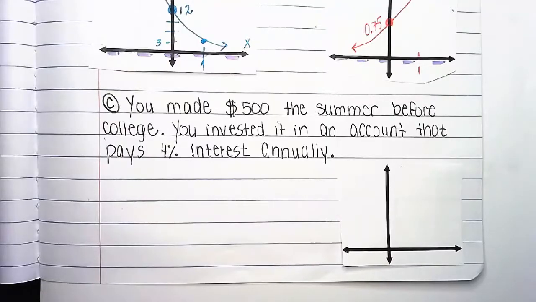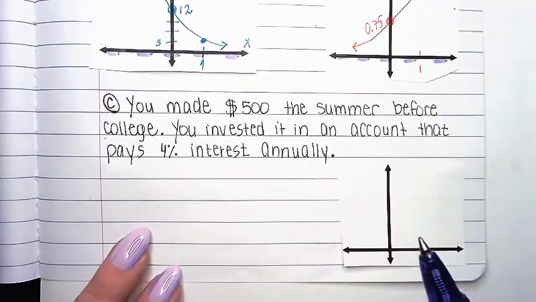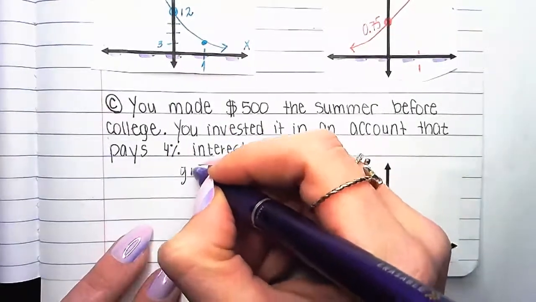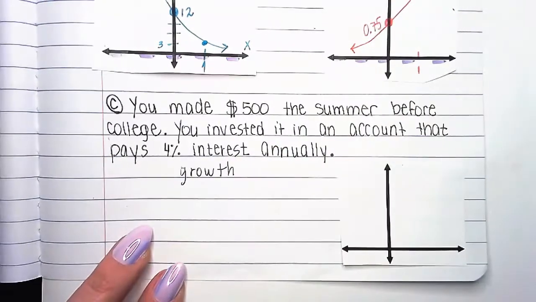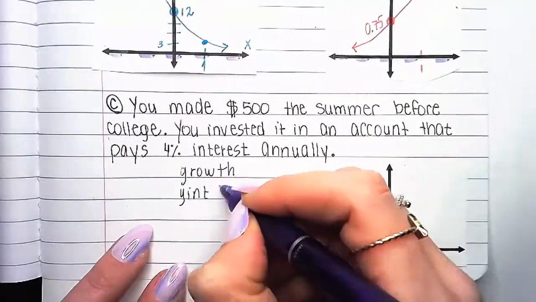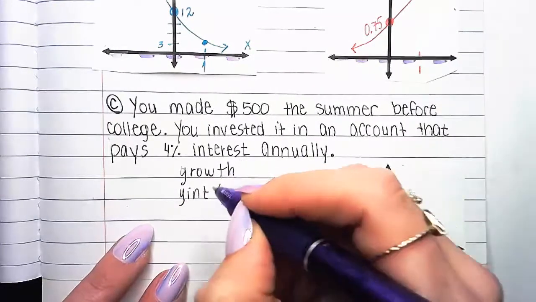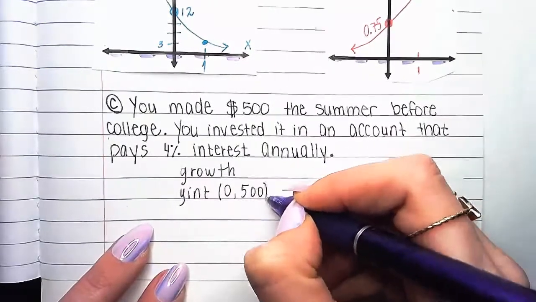Suppose you made $500 the summer before college. You invested it into an account that pays 4% interest annually. Is this growth or decay? This example is growth. What's my y-intercept in this example? My y-intercept would be 0, 500, because that's my initial value.